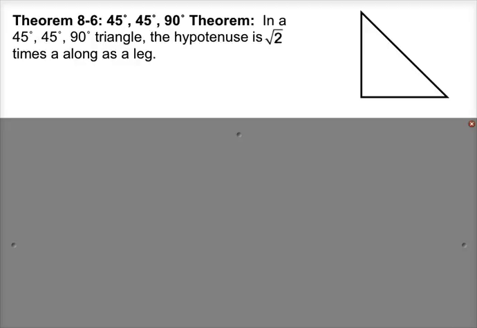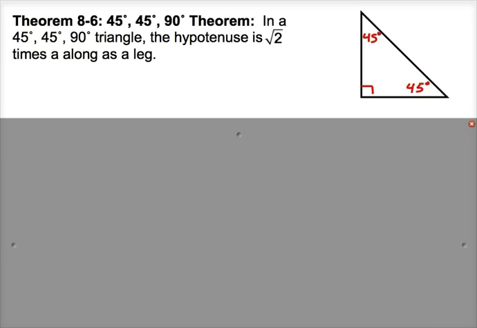Here's what it is. The first theorem, 8.6. If you have a 45-45-90 triangle, so if you have a triangle where you know that this is a 90-degree angle and these other two happen to be 45, it says the hypotenuse is the square root of 2 times as long as a leg.